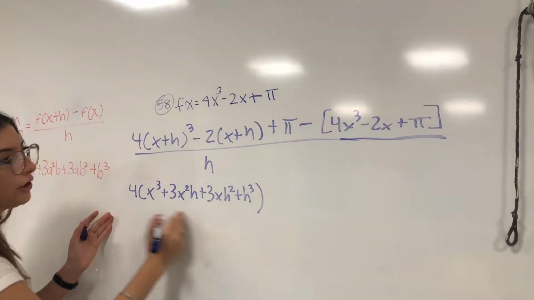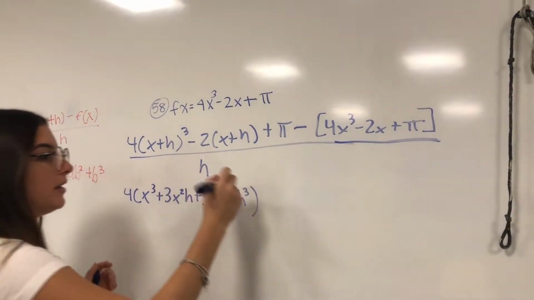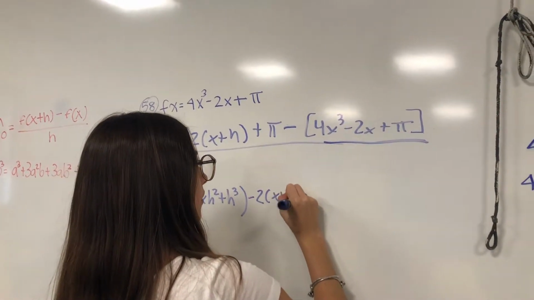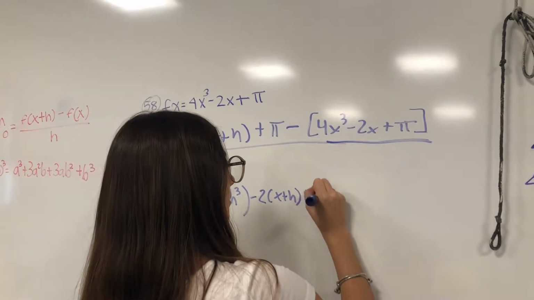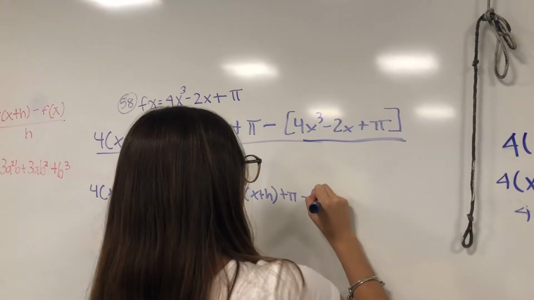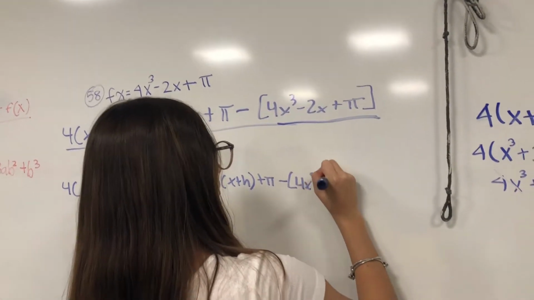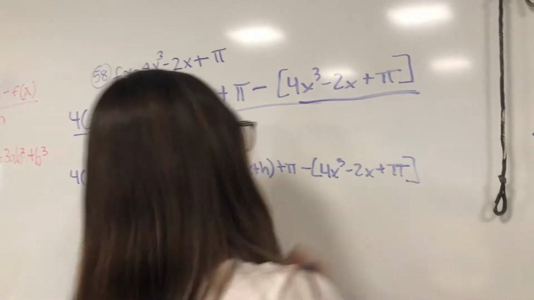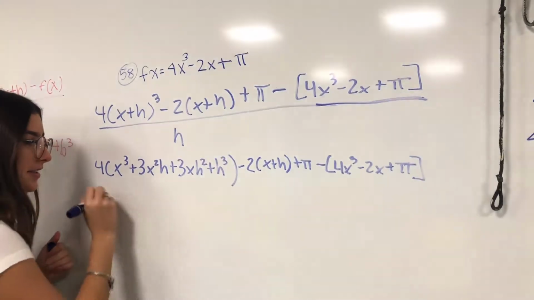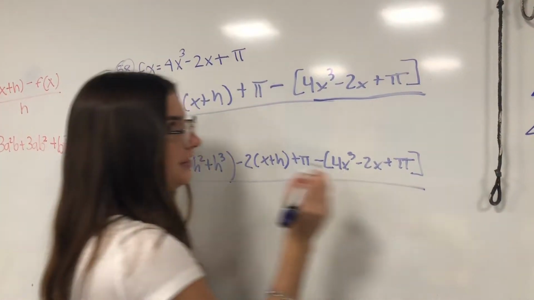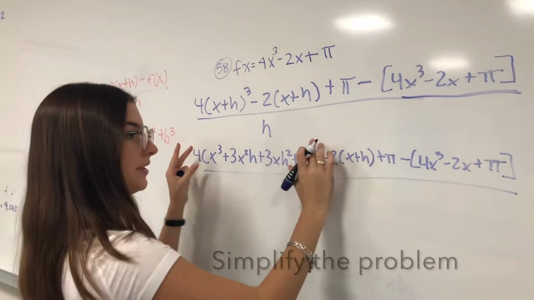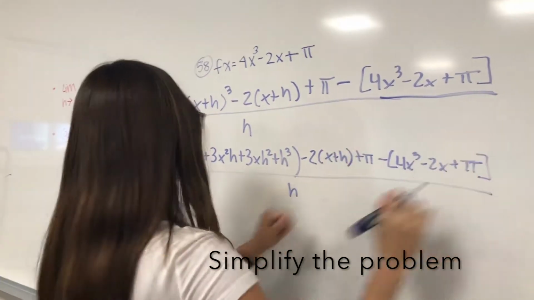Okay. Now we close the parentheses and we insert this. And all of this, of course, divided by h. Now I'm going to solve these parentheses, then this parentheses, then that.